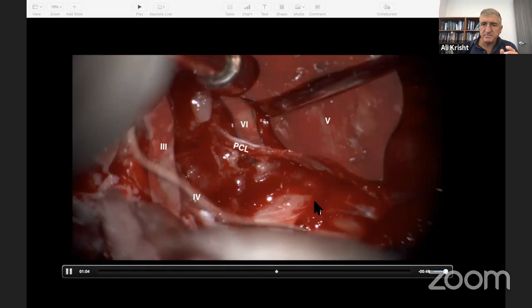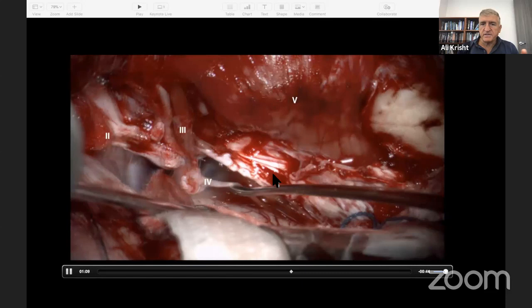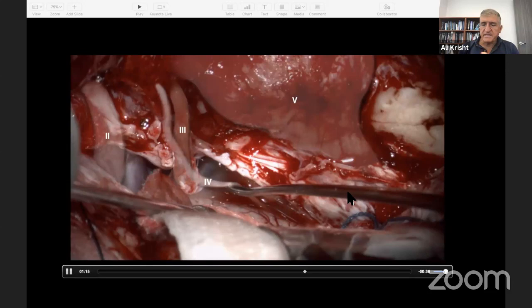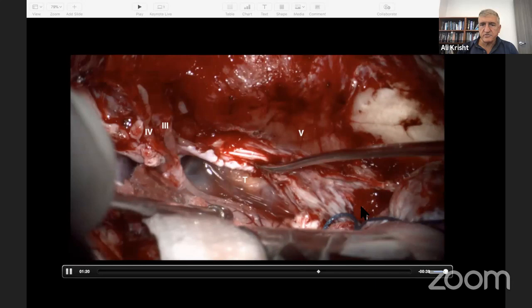Now, because I moved all these nerves out of the way, I will cut the roof of Meckel's cave. And then all of a sudden, you're looking at the tumor in the posterior fossa. You can see it here. This is tumor and tumor in the middle fossa.